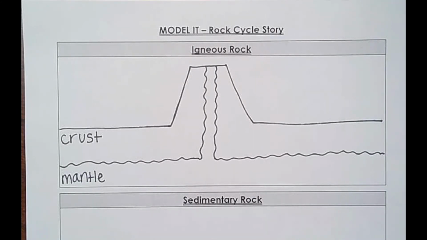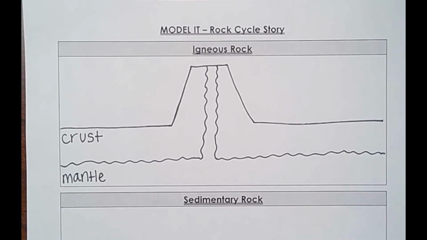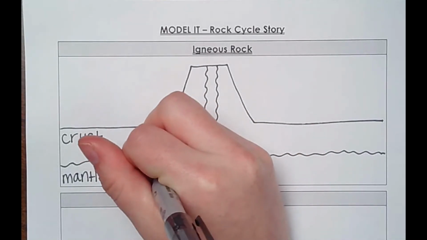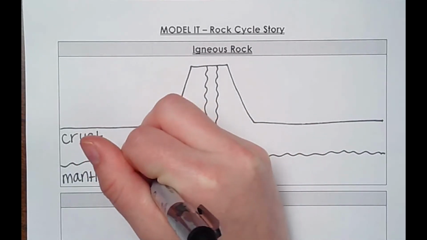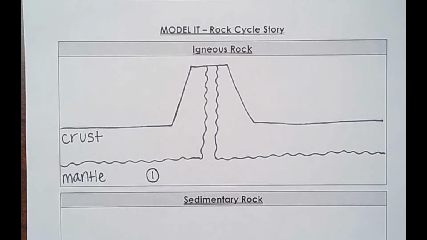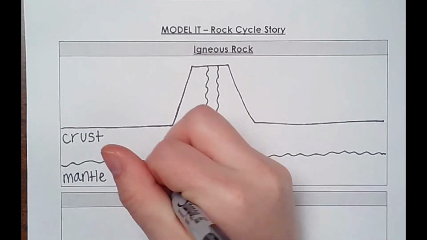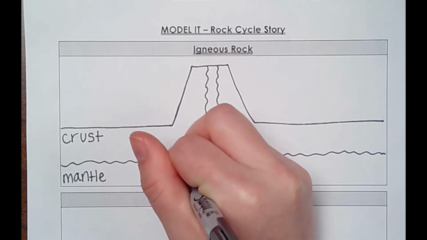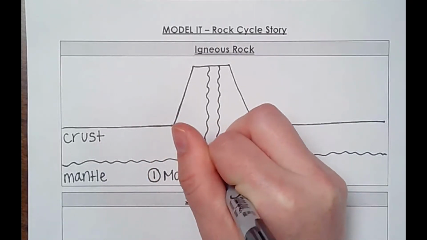The first word I need to use is melting. Now, where is rock melting? That's right, deep below the earth, the rock is melting down here because of the heat of the mantle. So I'm not going to write a whole sentence here. I'm just going to write myself some notes. But the first step in my igneous rock story is that the magma is melting.